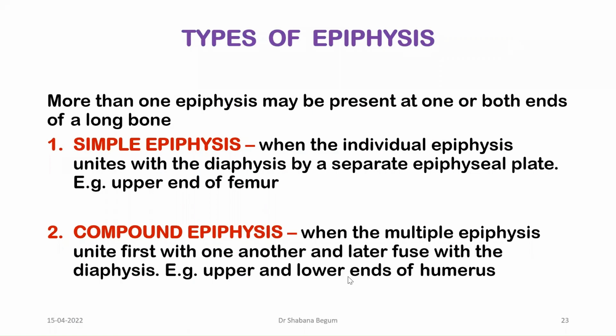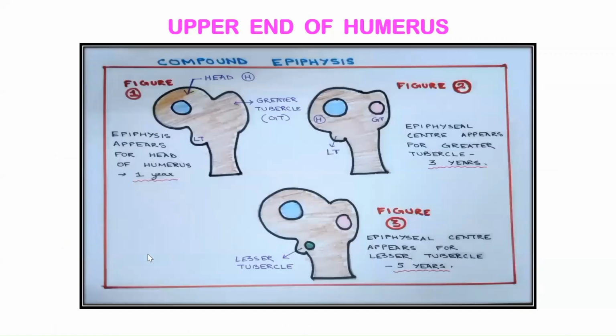The upper and lower ends of the humerus are examples of compound epiphysis. Here, when multiple epiphyses unite first with one another and then fuse with the diaphysis, it is a case of compound epiphysis. This is a schematic diagram showing the upper end of the humerus. We have three epiphyses, one for the head, one for the greater tubercle, one for the lesser tubercle.